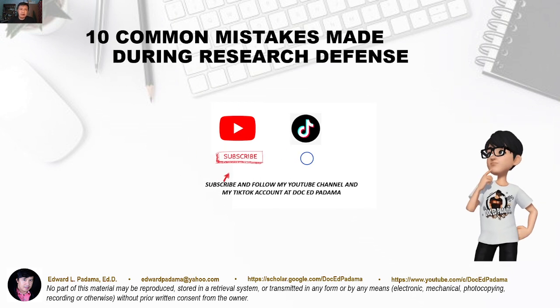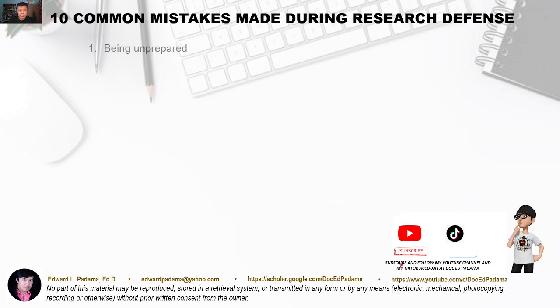Let us start with our topic for today. The first one is being unprepared. Obviously, this is a big no-no in the process of defending your research. You are not supposed to face your panel during defense if you are not prepared, because I always use this quotation wherein I tell my students that you cannot give what you do not have, meaning you will not be able to answer the questions given to you by the panel if you did not prepare.